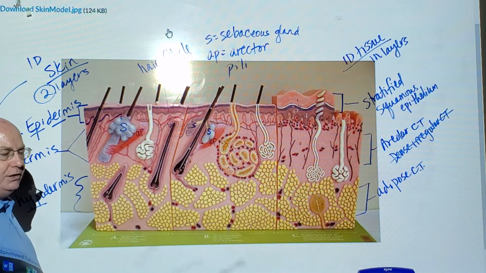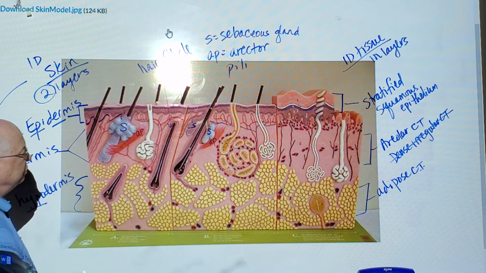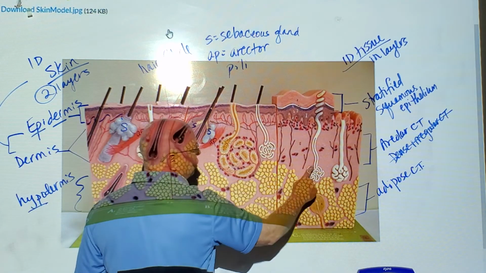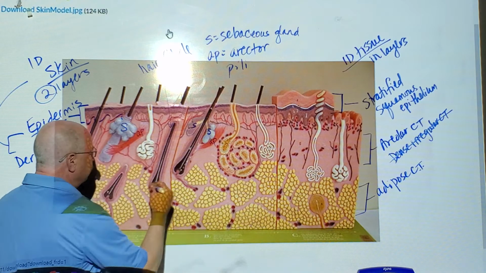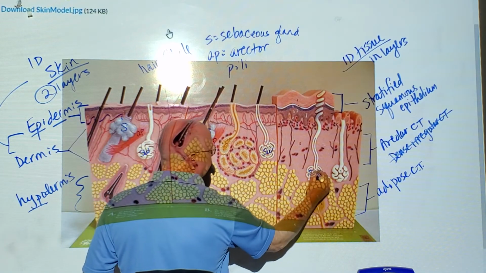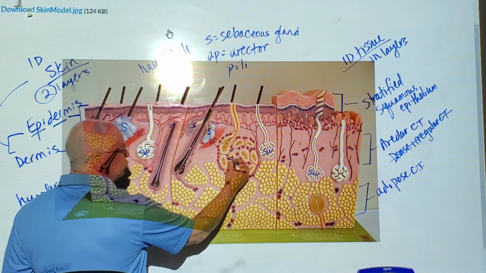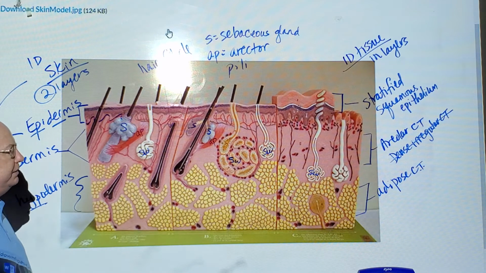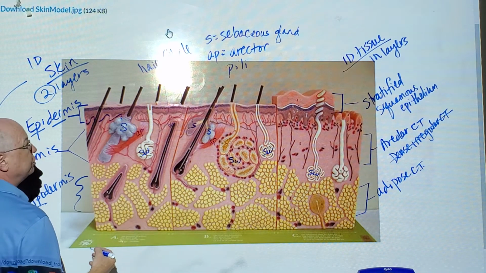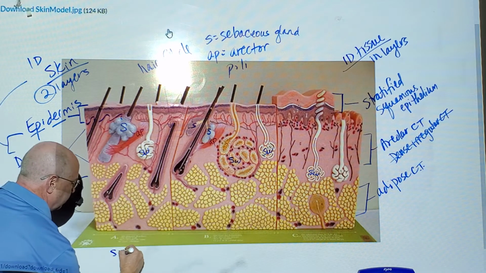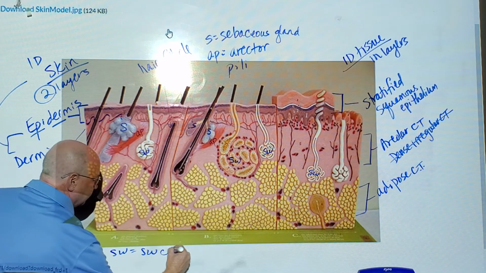The last thing I want you to see on here are these little coiled tubes that go to the surface called sweat glands. So I'm going to put an SW on those. And this is actually a sweat gland, but there are merocrine and apocrine sweat glands, and we're not going to get into the difference in them. But all of those structures that I labeled with an SW is going to stand for a sweat gland.